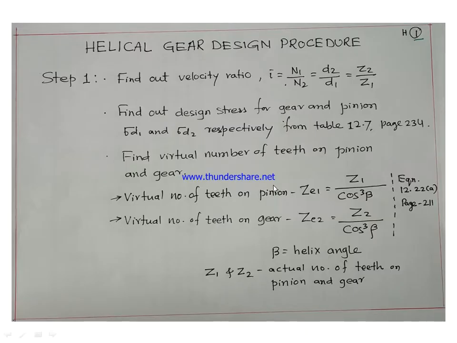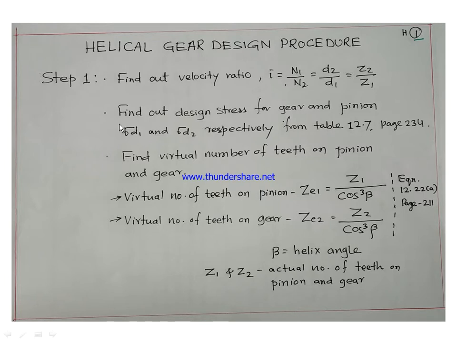Now coming to the steps involved in the design of the helical gear, in the first step, as usual, we will determine the velocity ratio, given the speed of the pinion and the gear, or the number of teeth on the pinion or gear, or the diameter of the pinion or gear, or even the speed ratio itself is given. With one of the parameters, either N1 or N2 or D2 or D1 or Z1 or Z2, the other parameter can be determined.